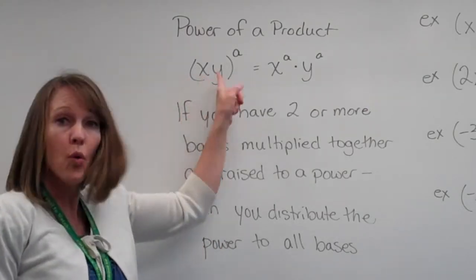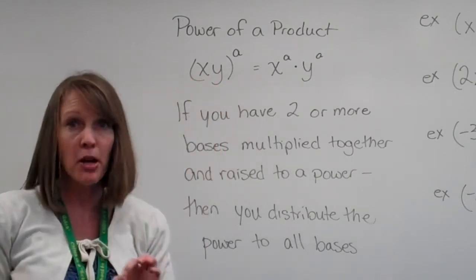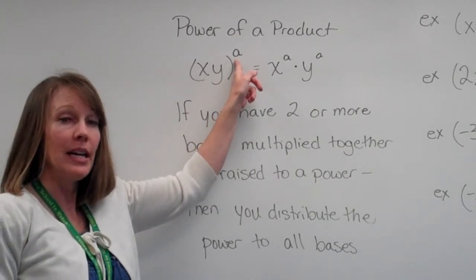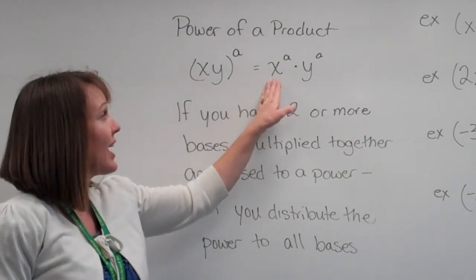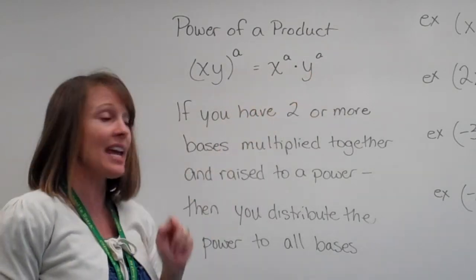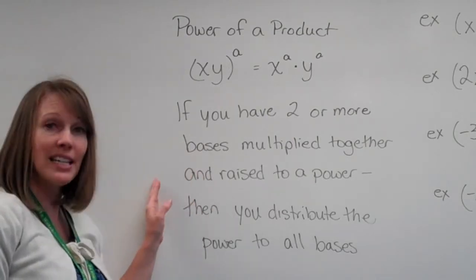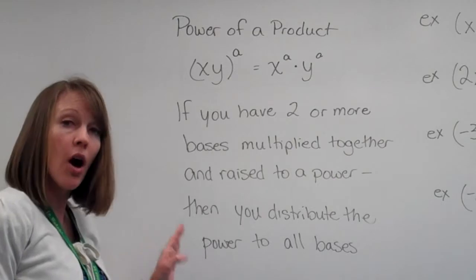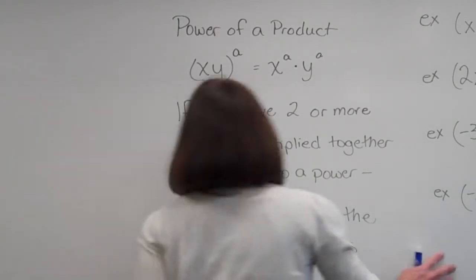We have two or more bases that are going to be multiplied together. The key here is it has to be multiplied. And we're going to raise all that to a power. Now the shortcut is you're going to distribute this to both of your bases. You'll have x to the a times y to the a. All right, so in English, if you have two or more bases multiplied together and raised to a power, then you distribute the power to all of your bases. All right, let's take a look at some examples.